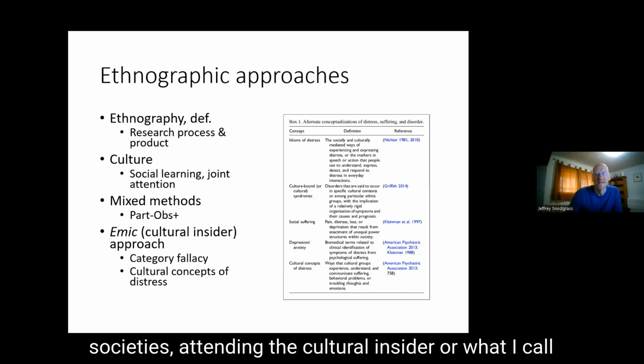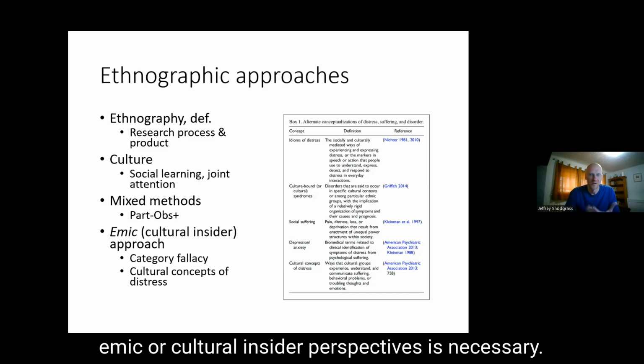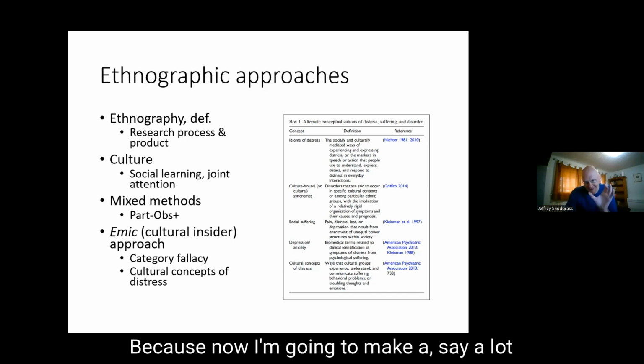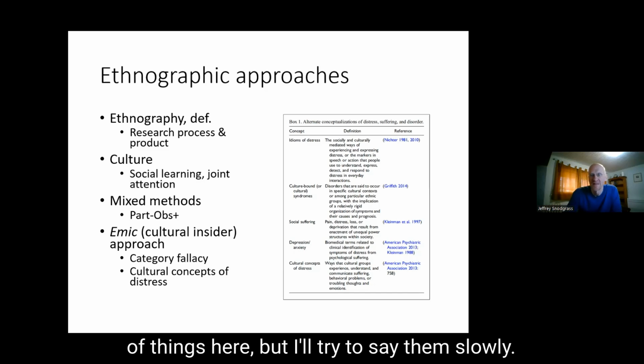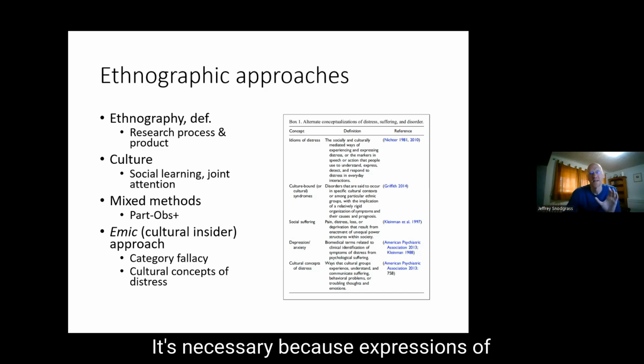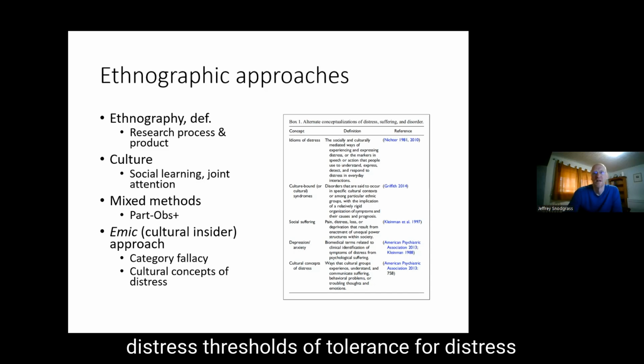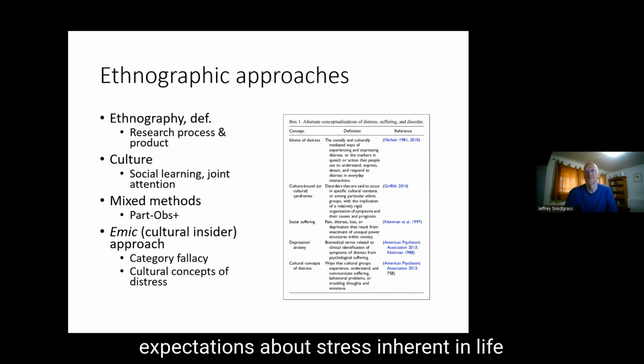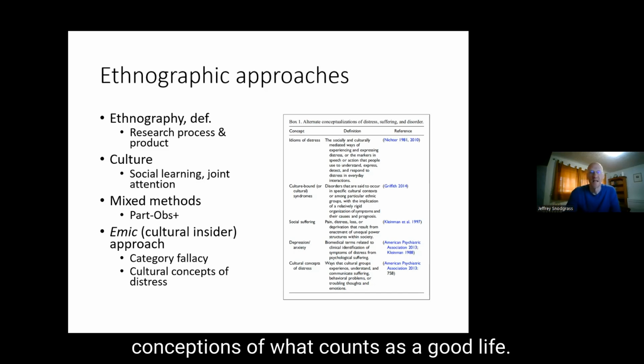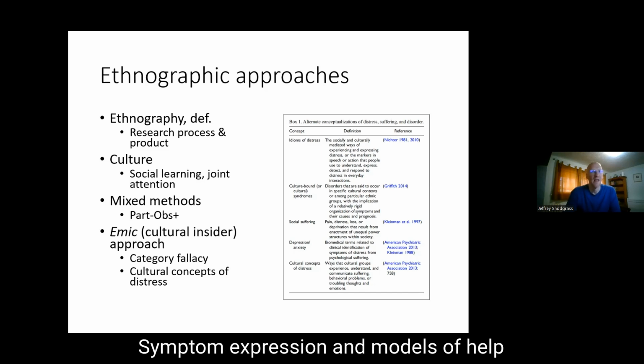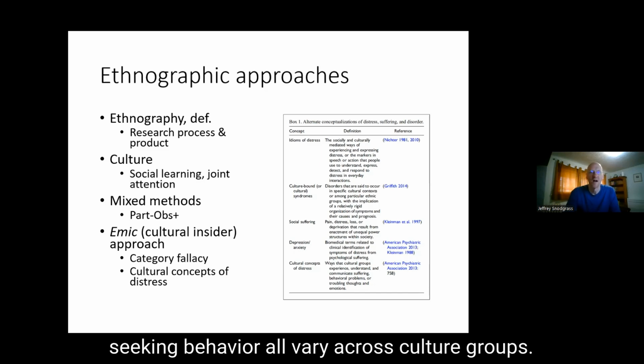Attending to the cultural insider, or what I call emic, perspectives, is necessary because, now I'm going to say a lot of things here, but I'll try to say them slowly. It's necessary because expressions of distress, thresholds of tolerance for distress, expectations about stress inherent in life, conceptions of what counts as a good life, symptom expression, and models of help-seeking behavior all vary across culture groups.